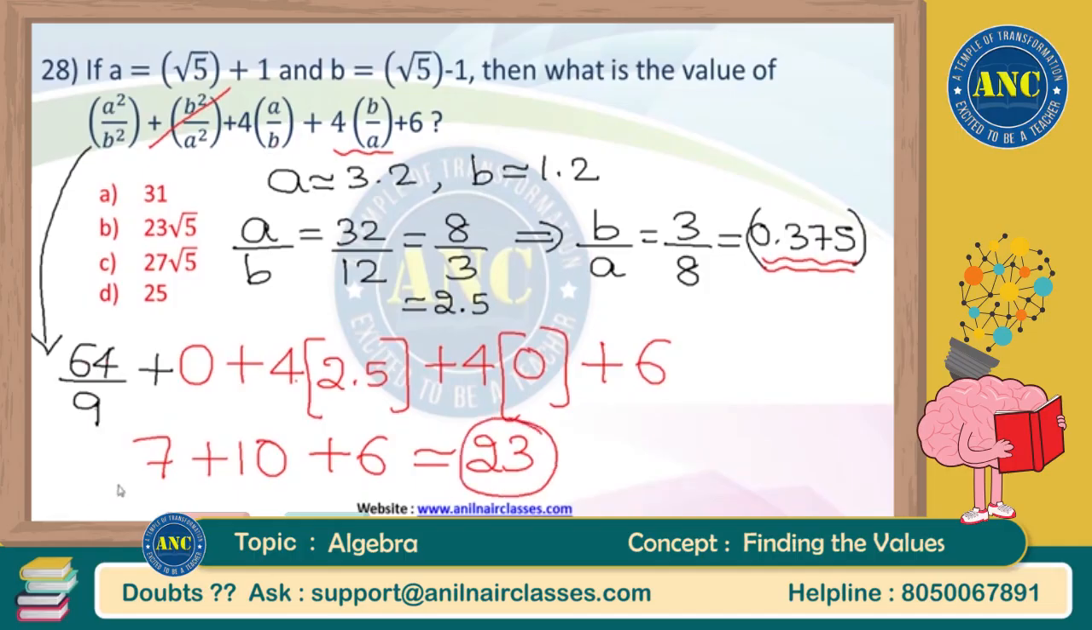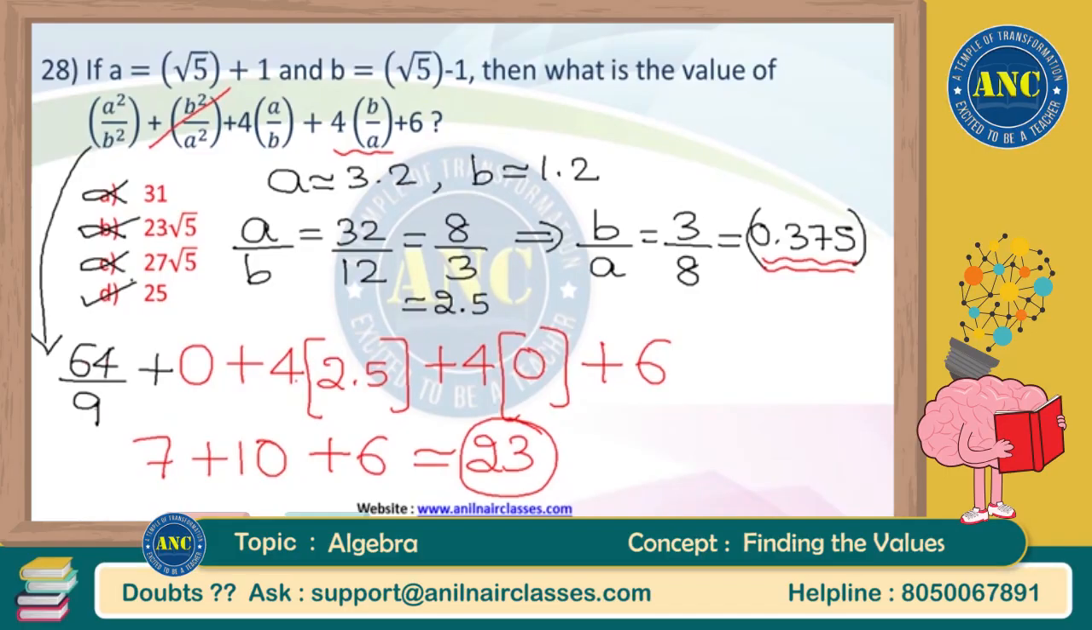Now many students might make this particular mistake because the answer is close to 23. They will mark it as 23 root 3 because the number 23 is present there. It is incorrect. 23 root 5, where root 5 I told you is 2.2. 23 into 2.2 is close to 50. It is not close to 23. That cannot be the right answer. 31 is also slightly far away from 23, ruled out. 27 root 5 is even farther away from 23, ruled out. The only option which is close to 23 is 25.